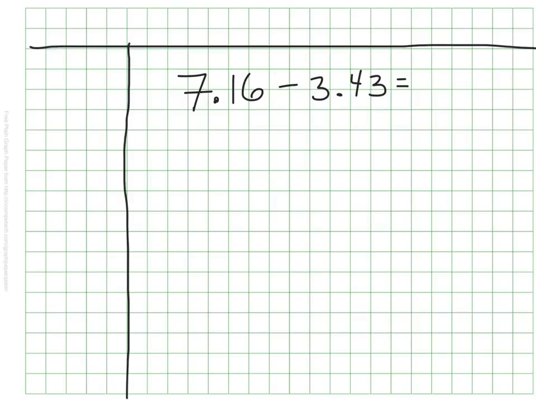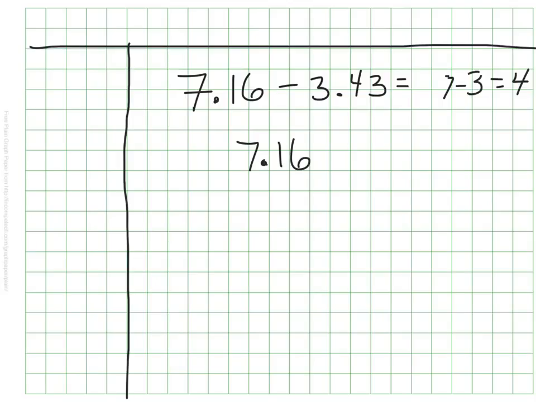Right? A good place to start would be to estimate. This is about 7, and this is close to 3.5, right? But I could estimate it just as 3 if I wanted to just keep it whole numbers. So my answer is going to be around 4 if I'm doing this correctly. I'll go ahead and set this up as I normally would.